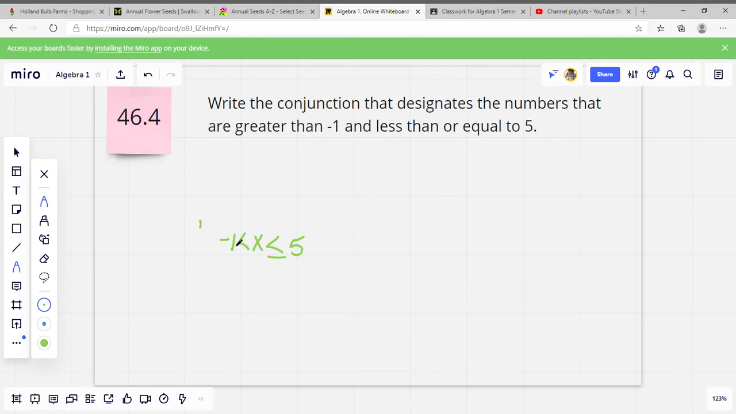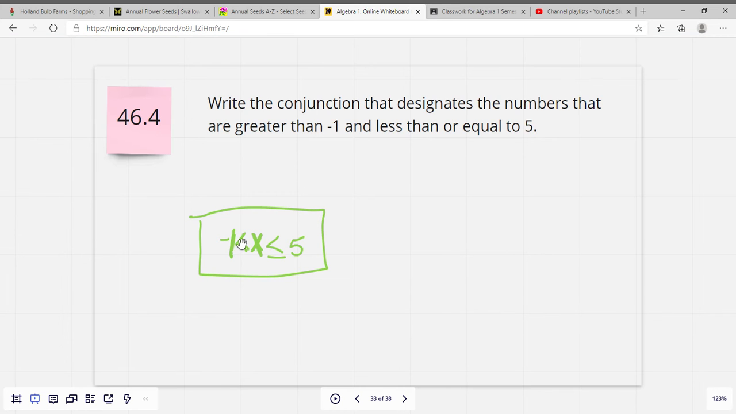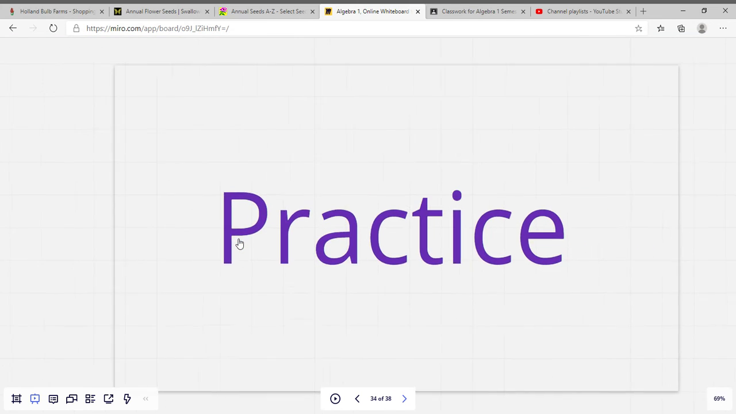All right, so -1 is less than x, because it says the numbers that are greater than -1, not equal to -1. So here's my x in the middle. It's everything that's greater than -1, but it's less than or equal to 5. These are actually really super easy.